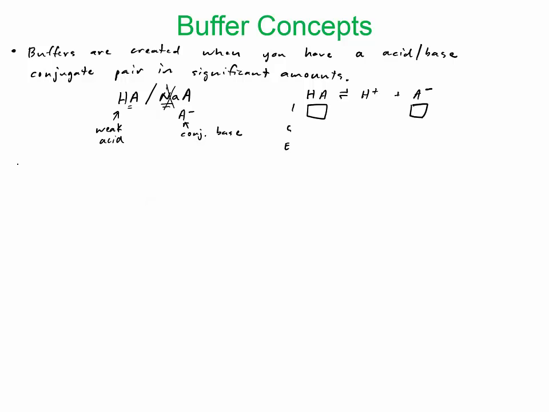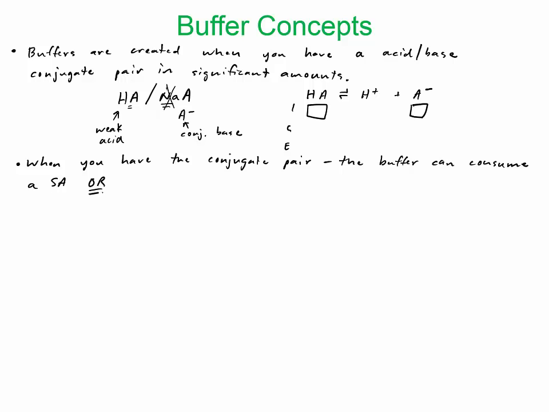The other aspect of a buffer that's important, so that's what a buffer is, and here's why it's important: when you have the conjugate pair present, then the buffer can consume a strong acid or a strong base.